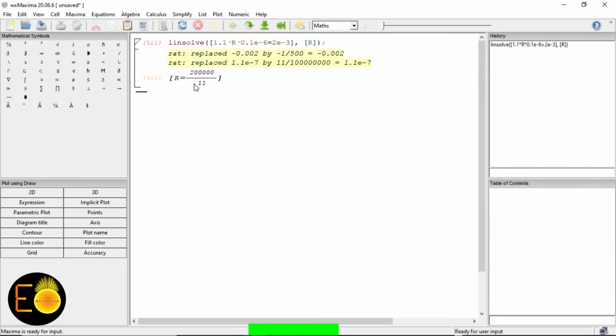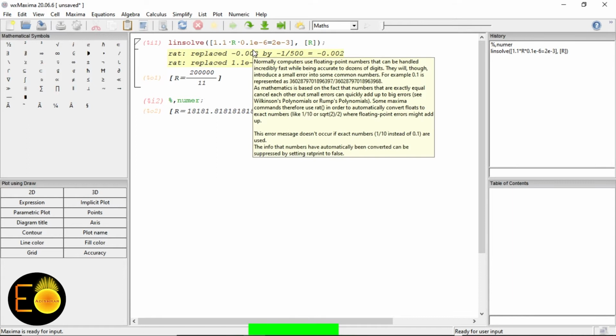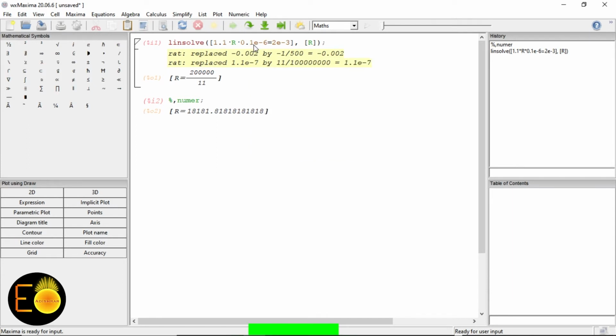So this is the result, but this result is not a convenient one. So for that, I need to convert it into the numerical one. That can be done using the percentage, and this percentage basically refers to the immediately previous output. So this output is being referred through this percentage, and numer for the numerical output. Yes, look here. The value of the resistor is coming as 18.2 kilo ohm approximately. So this 18.2 kilo ohm resistor with 0.1 microfarad of the capacitor is going to set the quasi-stable state of 2 milliseconds.